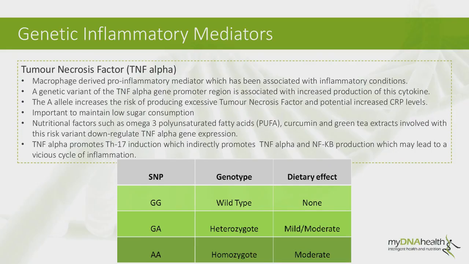So that is one example. I just want to move on to a second one. I know that we've been getting quite technical here, so I'm just going to do one other briefly. We're going to move on to another gene variant that's quite effective and interesting, known as tumor necrosis factor alpha.